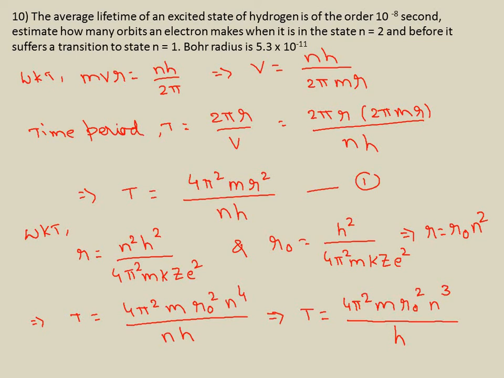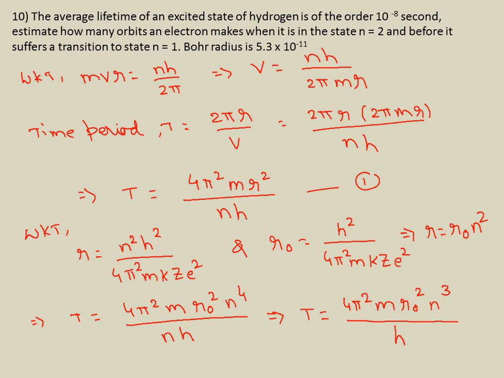So here we have to find out how many orbits an electron makes when it is in the state n equal to 2 before it suffers a transition to state n equal to 1. So before it goes to that, how many times will it orbit? Apply the quantization condition here. So mvr equal to nh by 2 pi. From there I can get v equal to nh by 2 pi mr.